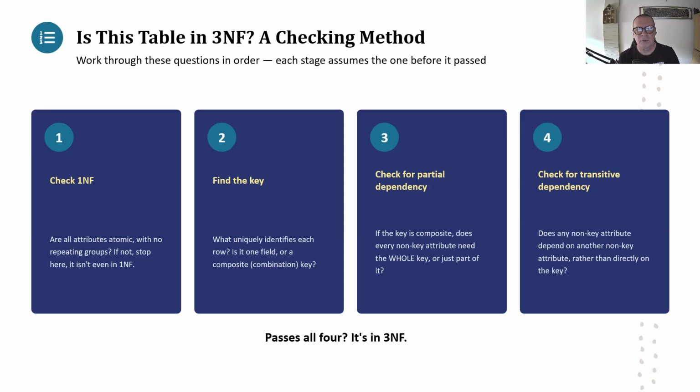And then finally, you're looking for those transitive dependencies. So again, you look through every single attribute in the table and say, can I work out the value of this attribute by looking at some other attribute other than the key attributes? And if you can, then it's not in third normal form. And again, you say why, you say something like this attribute has a dependency on that attribute, therefore it's not in third normal form.